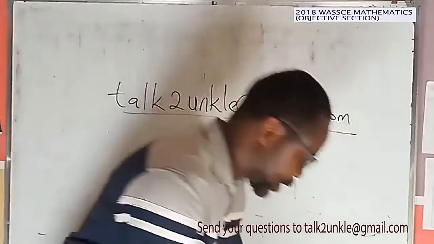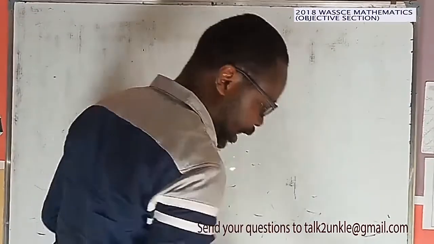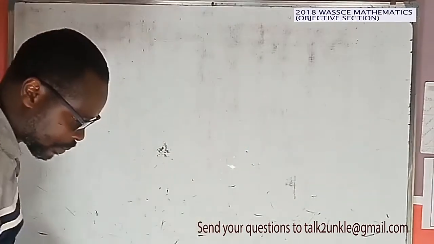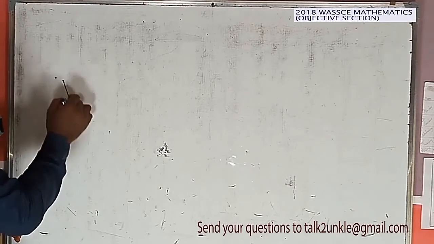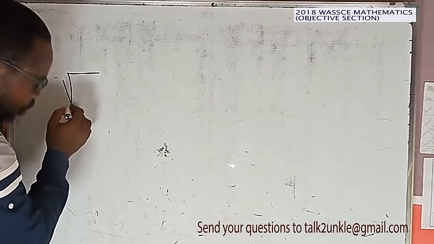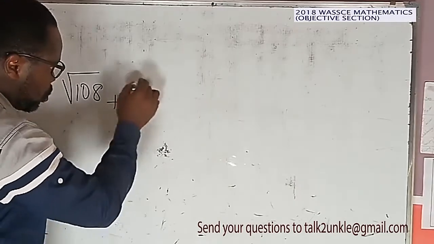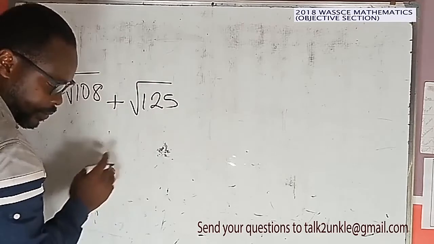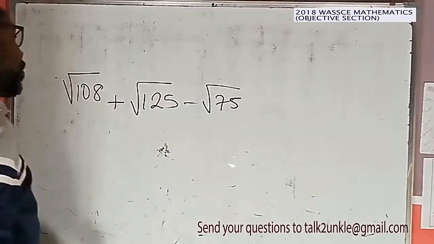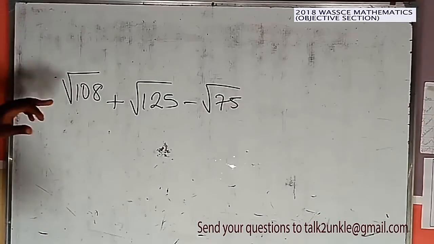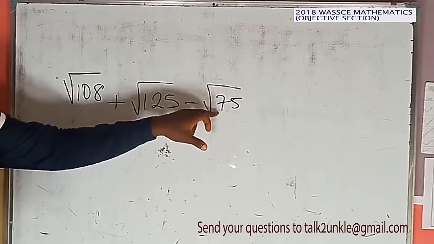Alright, let's start. First question, number 1 of 2018 WASSCE, says simplify root 108 plus root 125 minus root 75. We are told to simplify root 108 plus root 125 minus root 75.